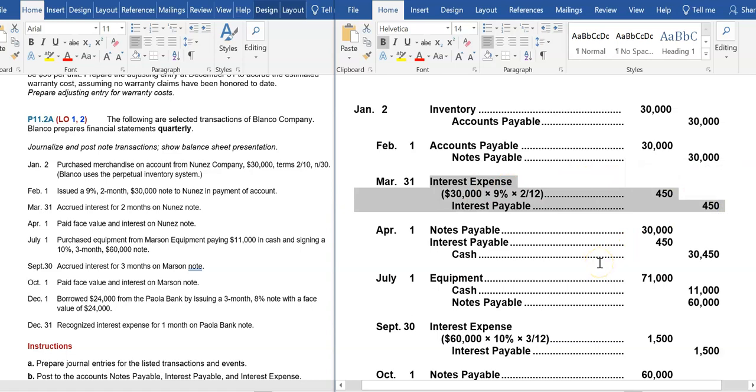So I record the interest expense of $450, and that expense will be paid on April 1st when I pay off the note. So I also need to record a liability to pay that interest expense. So I will debit the expense, credit the liability. I am simply recording an expense incurred that hasn't yet been paid, and recording a liability.